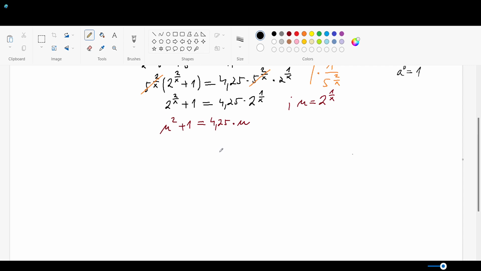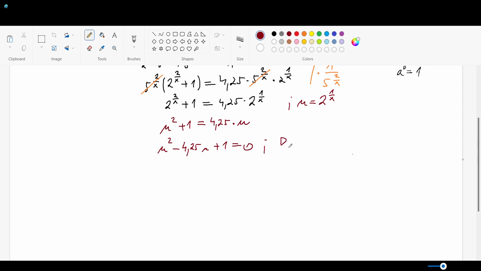It's going to be u squared plus 1 is equal to 4.25 times u, and as you can see, all the examples I was showing in the videos led to a quadratic equation in u as we solve the substitution. So it's going to be u squared take away 4.25 u plus 1 is equal to 0.